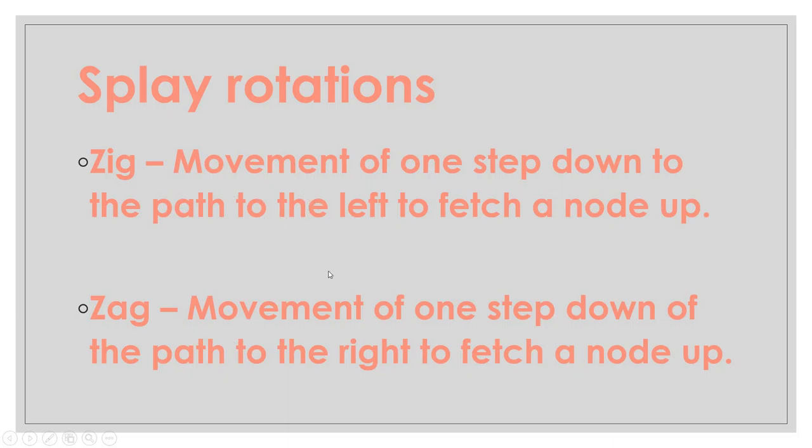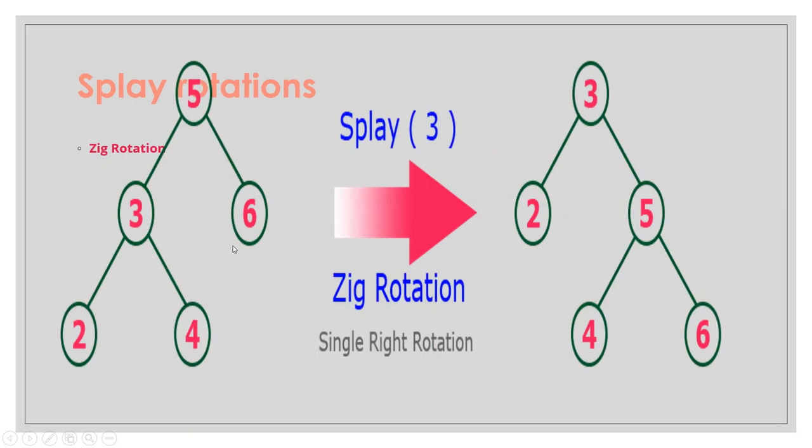It is explained here what is zig and what is zag. So you can see from here also. Here is a diagram of the zig operation. In zig, movement of one step down the path to the left, not up. So here it comes to the left. So here is a single right operation, because by rotation it's a single right operation.